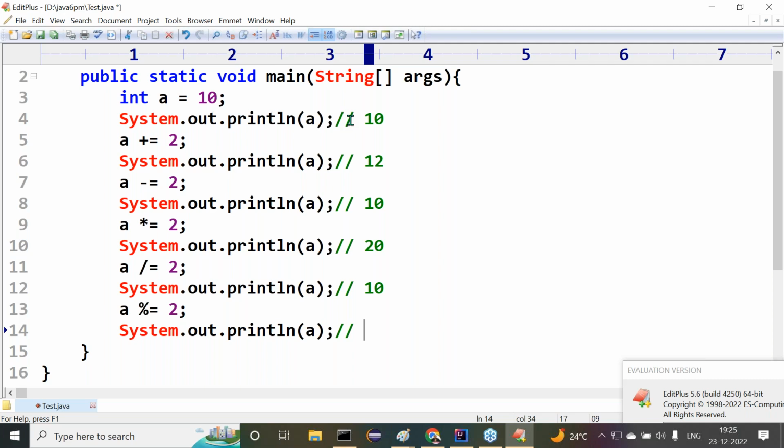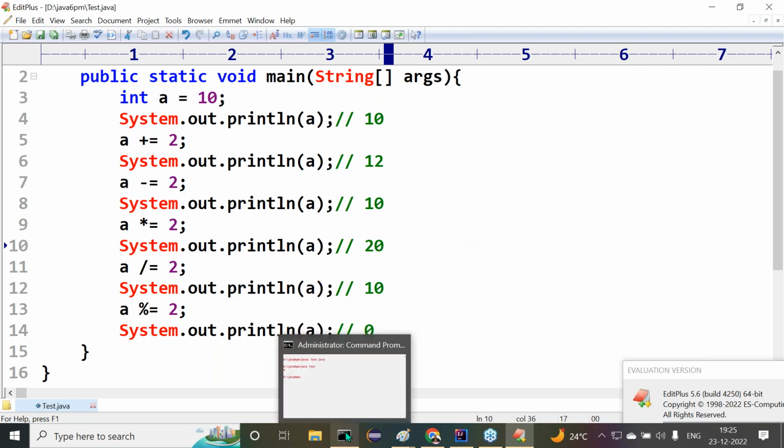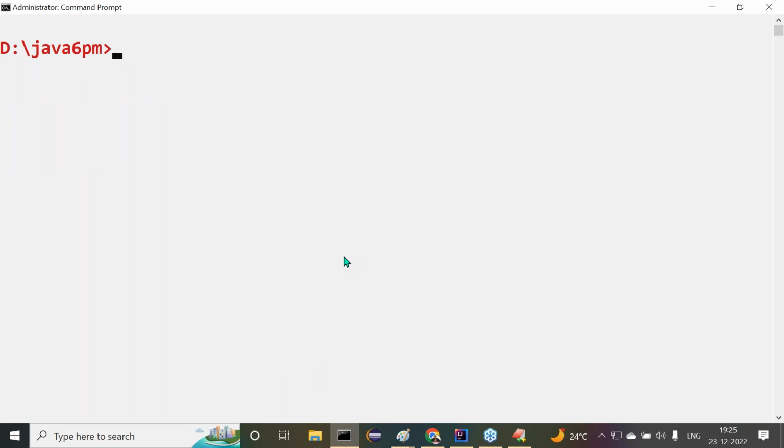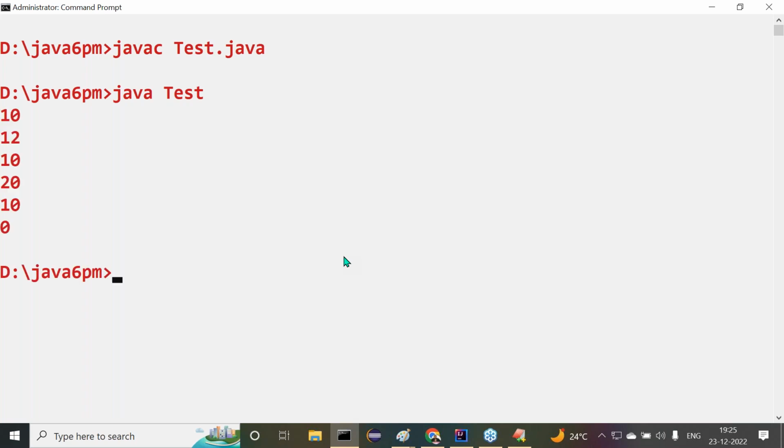We have to get only the remainder value, not the integral value. Right. What is the remainder value we are getting now? 0. 2, 5, 10. No remainder is available. 0 is the value here. Let me check it. What are the values we are getting now? Right. javac Tester.java. Compiled successfully. java Tester. Here we are able to get these values.